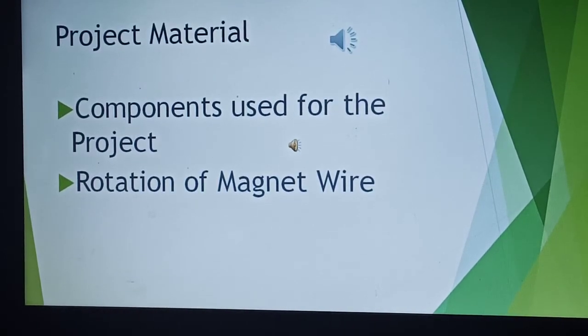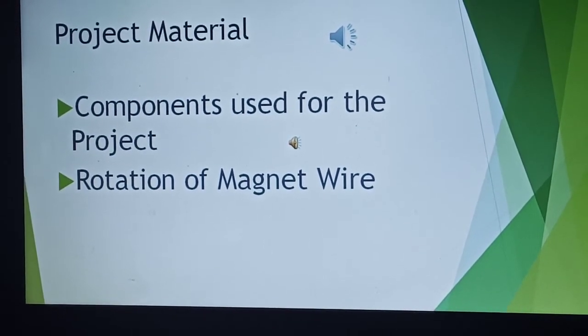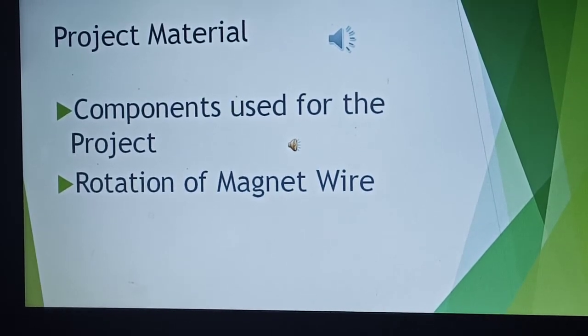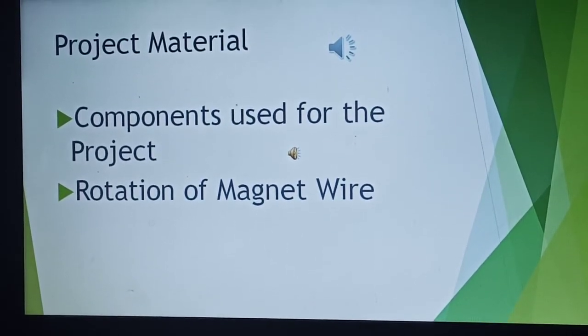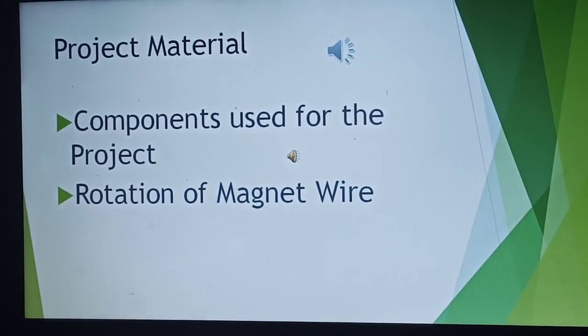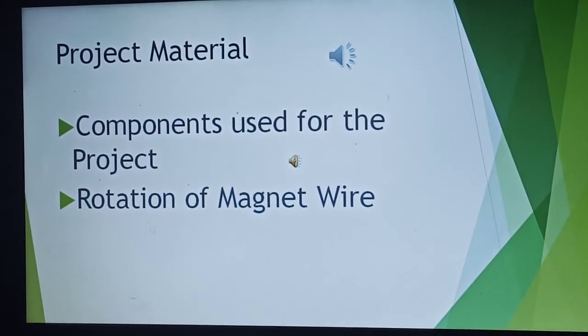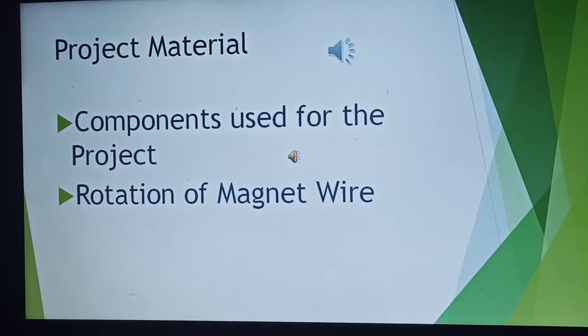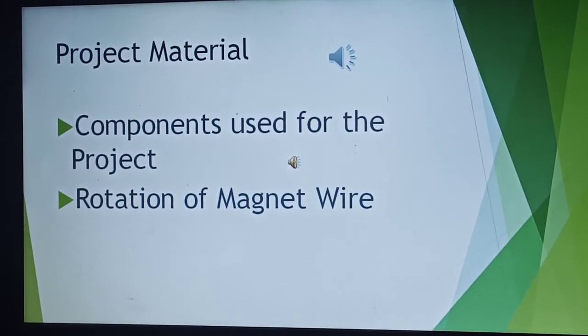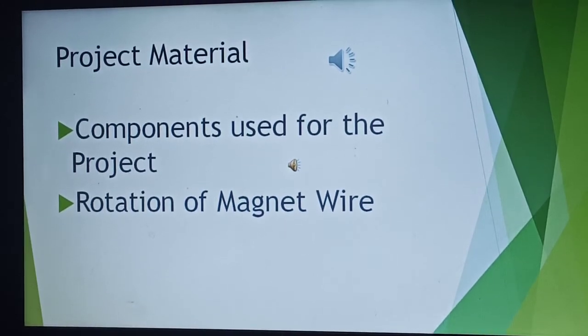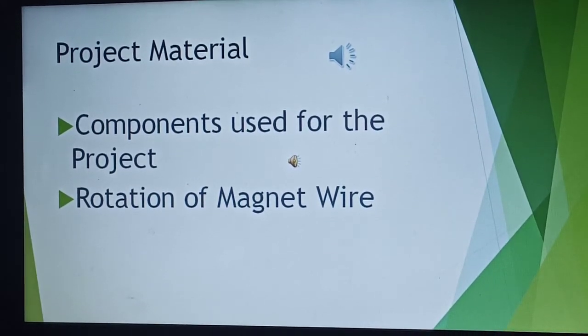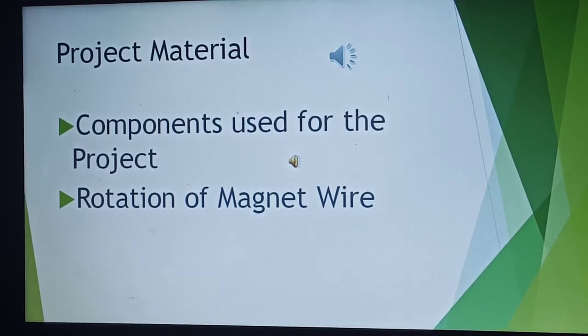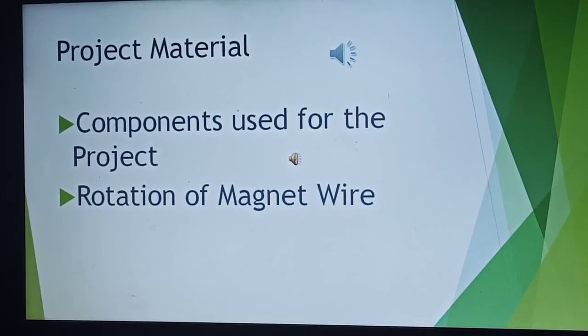Now let's be more specific and move towards our project. The components for my project are the magnet wire, the magnet, and some electric current source. Along with that, I'll be using a conductor, a wooden block, and screws. First of all, when I provide electric current to the conductor placed inside the magnetic field, it will experience a force, and due to that force it will have a torque and it will rotate.